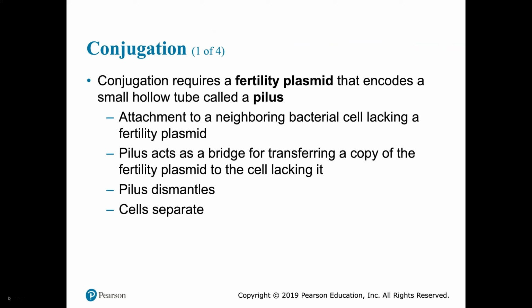Conjugation, basically it has what we call the F plasmid, the fertility plasmid, and it creates a tube called a pilus that will attach to a neighboring cell. So it's pretty much like bacterial sex. The bridge goes from one cell to the other, and it will then transfer the F plasmid from one cell to the other.